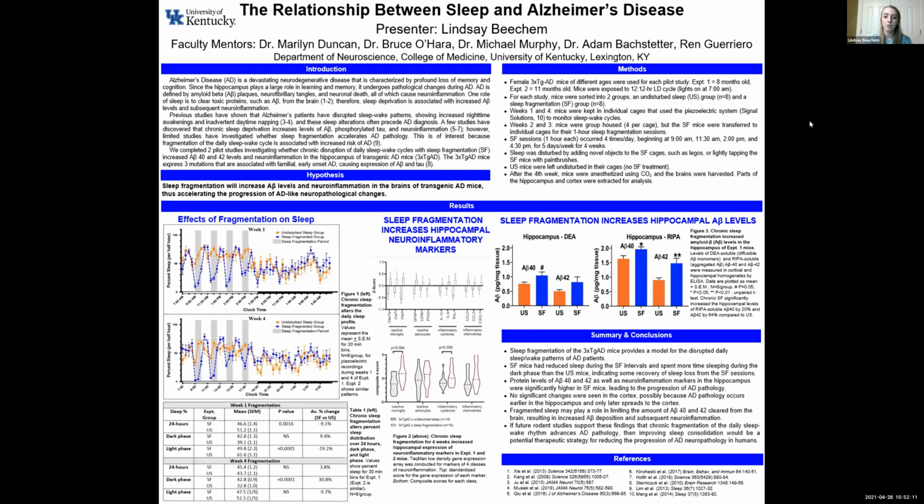And finally, if future rodent studies support these findings, that chronic fragmentation of the daily sleep-wake rhythm advances Alzheimer's pathology, then improving sleep consolidation would be a potential therapeutic strategy for reducing the progression of Alzheimer's in humans. And I will now take any questions.